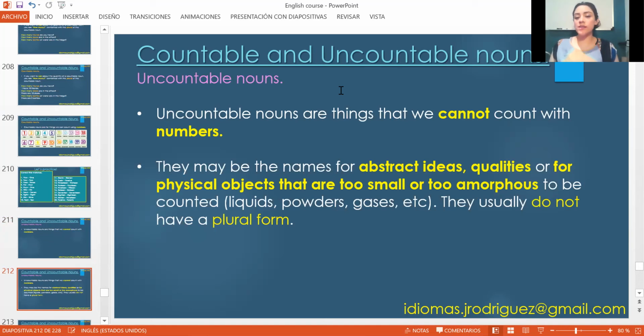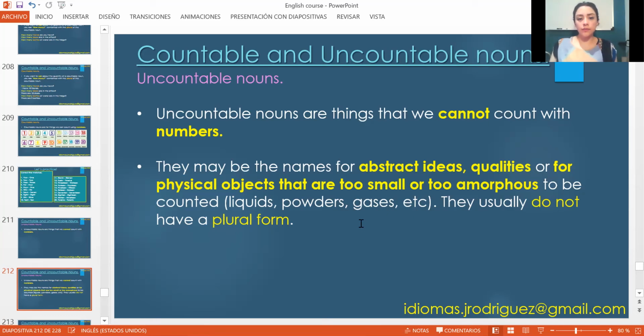Usamos los nombres para ideas abstractas. Pueden ser cualidades, pueden ser objetos físicos que son o muy pequeños o muy amorfos para ser contados. Por ejemplo, la sal. ¿Okay? No podemos separar granito por granito para saber cuánta sal hay. Como líquidos, polvos, gases, etc. Y usualmente no tienen una forma plural.